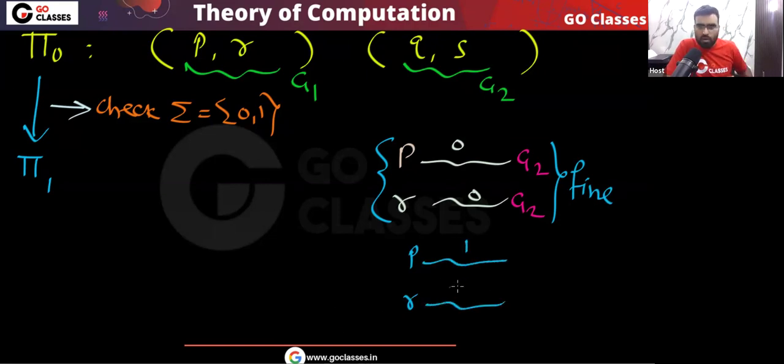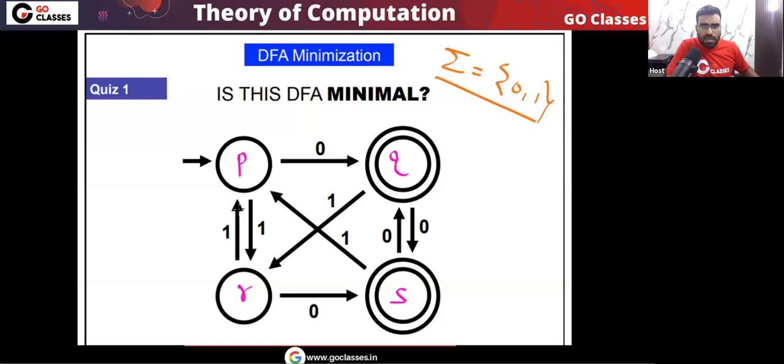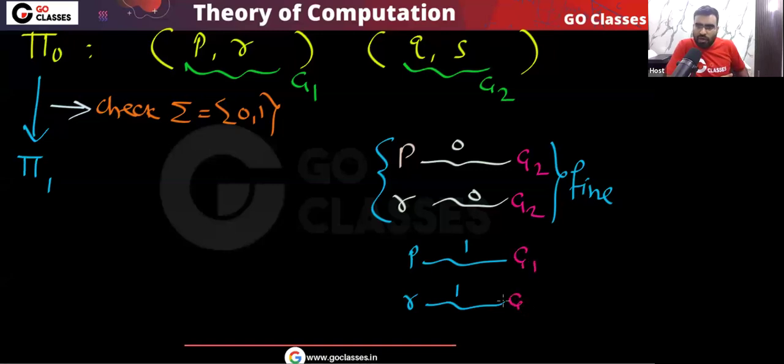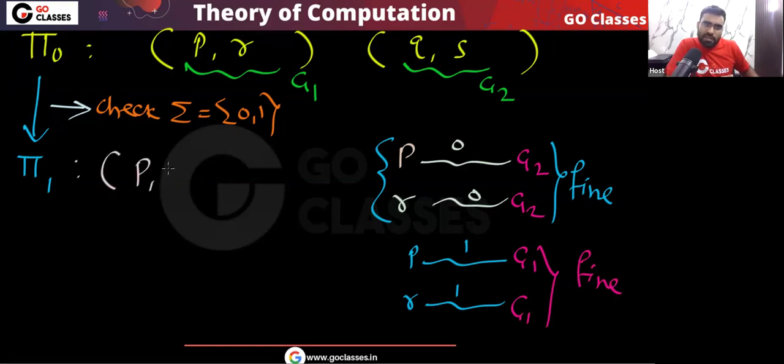See, P on 1 is going to group 1. R on 1 is going to group 1. So can I say they are going to group 1? So remember, on 0 they are going to the same group, and on 1 they are going to the same group. So this is also fine. Can I say they will stay together? In pi 1, they will remain together, PR.